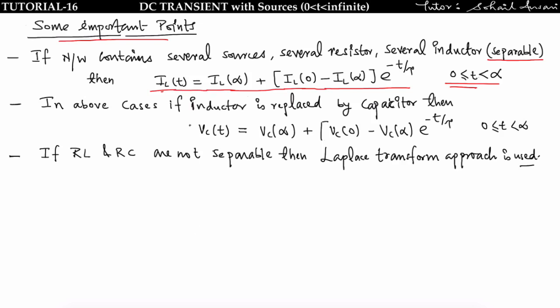Similarly, we can find the voltage across the capacitor when the network contains several resistors and several capacitors, and the R and C are separable. Then the response across the capacitor Vc of t is given by Vc of infinity plus Vc of 0 minus Vc of infinity, times e to the power minus t upon tau. These two formulas we will be using in category 3 to find the response in the network. But these two formulas are used when the resistor and inductor, or the resistor and capacitor, are separable in the case of RL and RC circuits respectively.